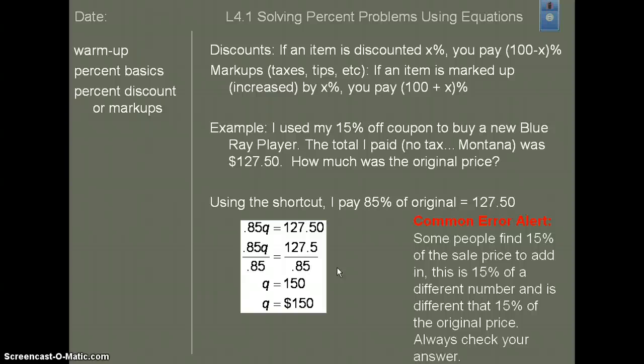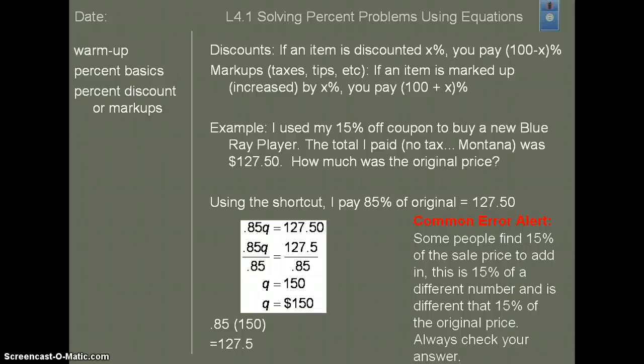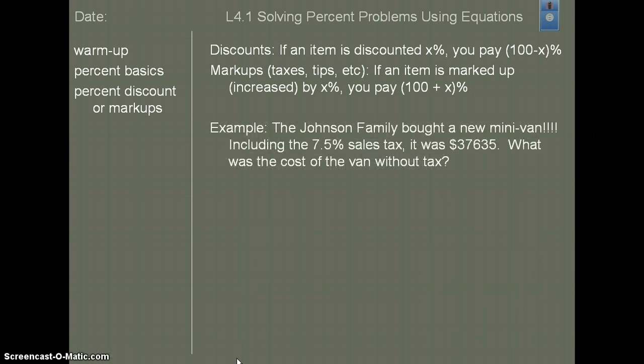Now, a lot of people will make a mistake on this. They'll find 15% of this value and add it back in. But if we find 15% of this value, that's a different 15% than 15% of the original to be taken off. So we have to be super careful when we set this up. This is an instance where using the equation is almost necessary in order to answer this question. So we do want to check our answer. Is 85% of $150 equal to $127.50? And it is. Let's take a look at another example.